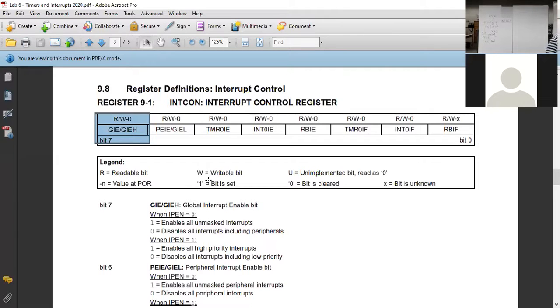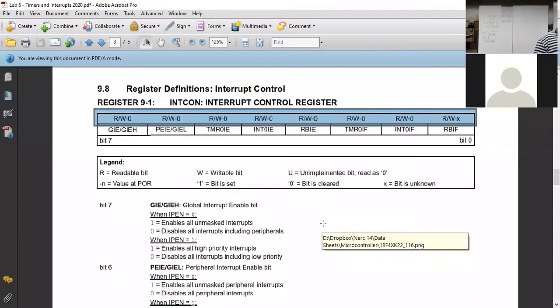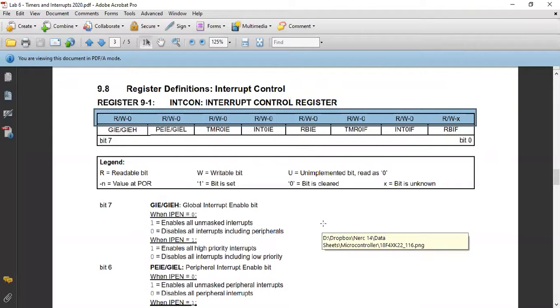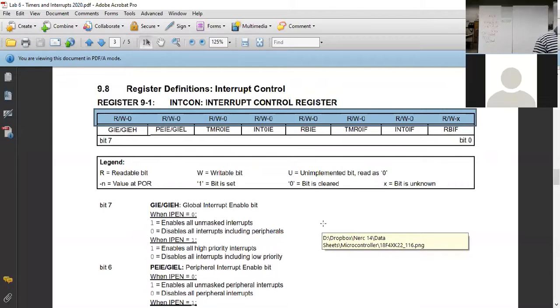So this is the very first line, the very first row. This is what this means: what is the default value? Some bits you will come across are by default 1. Some bits you will come across are unimplemented, so the dash there means these bits are not used.